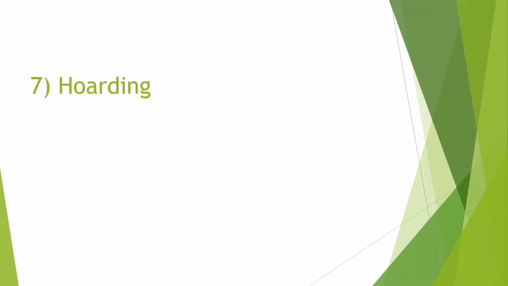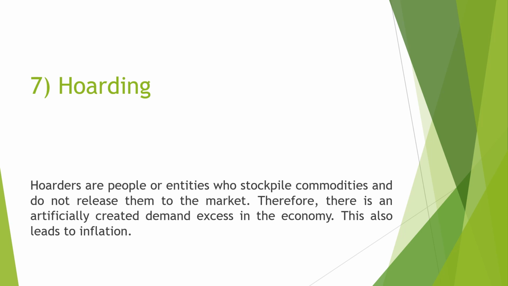Next is hoarding. This is an artificially created shortage of various goods and services by a certain group of individuals, persons, or companies. They stockpile commodities and do not release them into the market, and thereby create an artificial shortage of goods and services in the market. This artificial shortage increases demand, and people are ready to buy things at a higher price, and this leads to inflation.